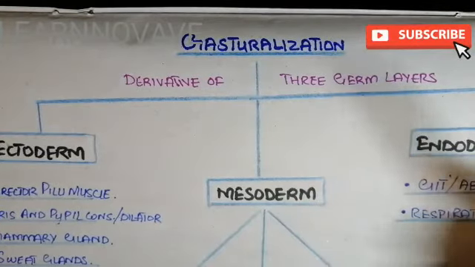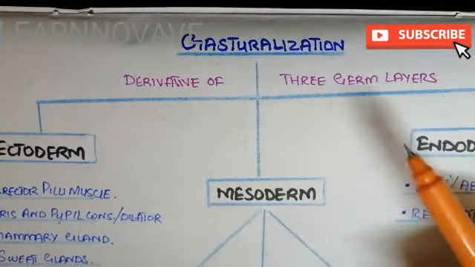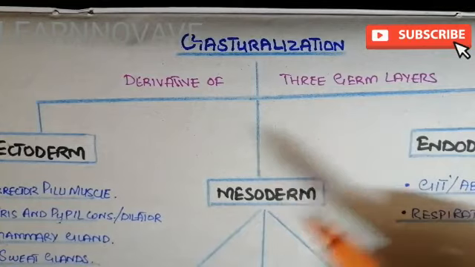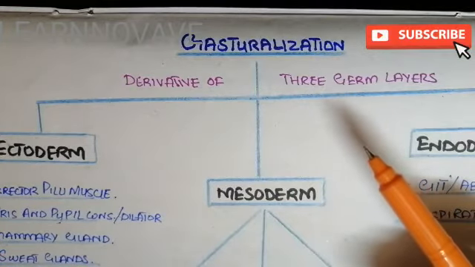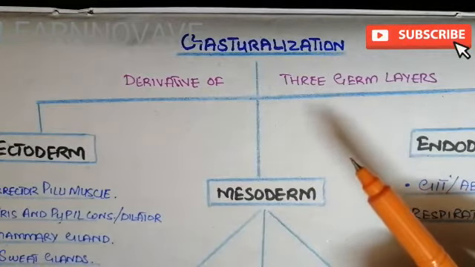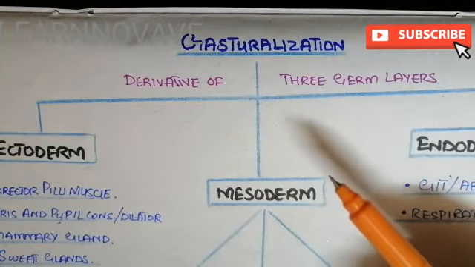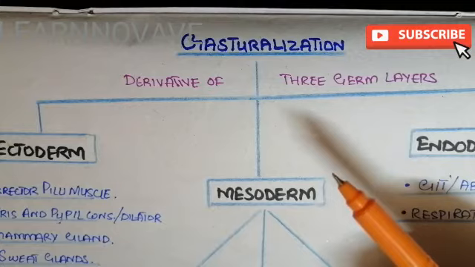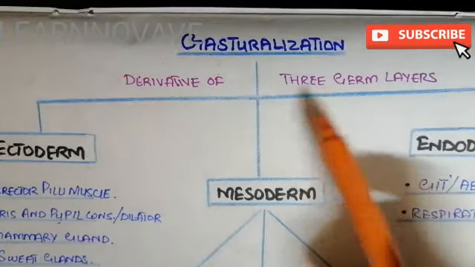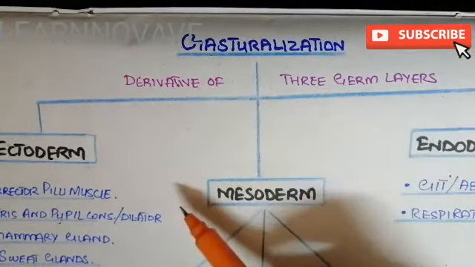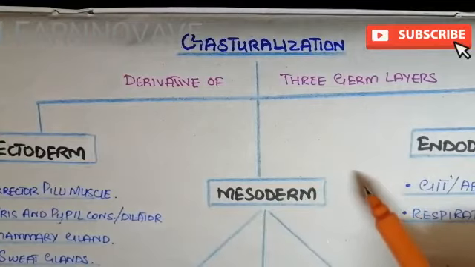So after the third week of embryonic development, these germ layers are going to differentiate into certain organs and the skeletal system that will develop the body of the embryo. How this differentiation occurs and what the derivatives of the three germ layers, including the ectoderm, mesoderm and the endoderm, are, we will discuss in this video.